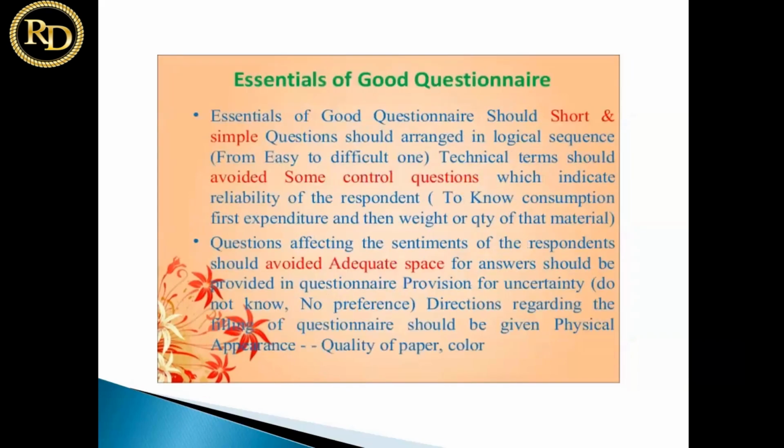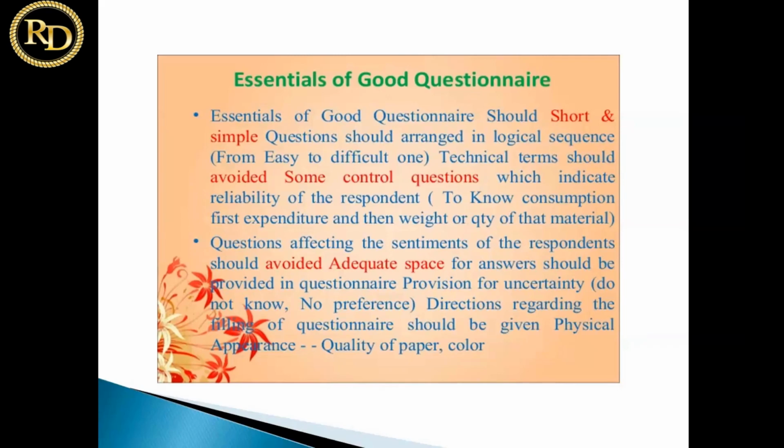Now, what are the essentials of a good questionnaire? It should be short and simple. Questions should be arranged in logical sequence from easy to difficult. Technical terms should be avoided. There should be some control questions which indicate the reliability of the respondent. To know consumption, first ask expenditure, and then weight or quantity of the material.